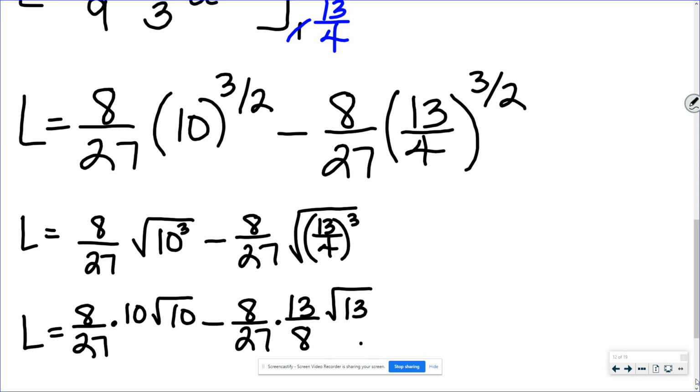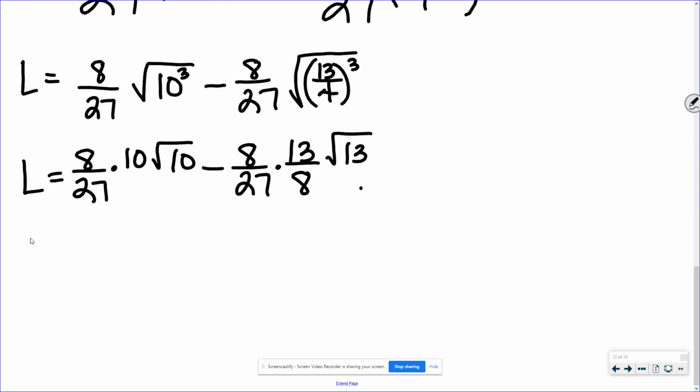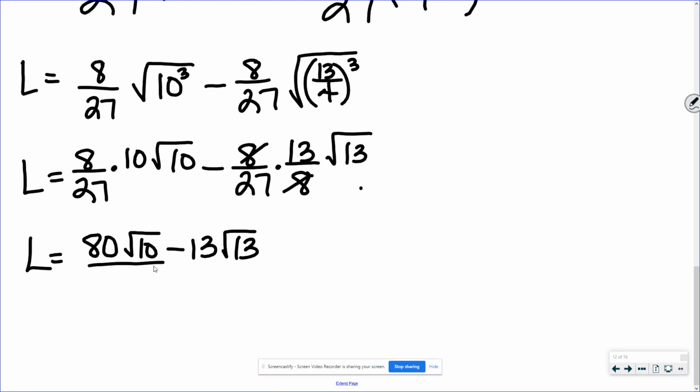Try to avoid decimals. All right, best I can do, this is a really ugly answer, but best I can do is 80 radical 10 over, actually minus 13 radical 13 all over 27. If you want, you can type that in as a decimal just to get an idea of what the arc length actually is, a better idea.